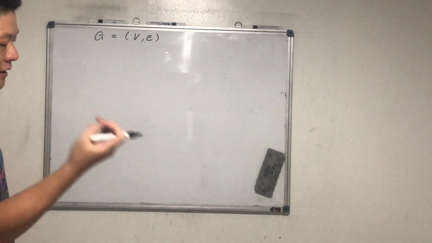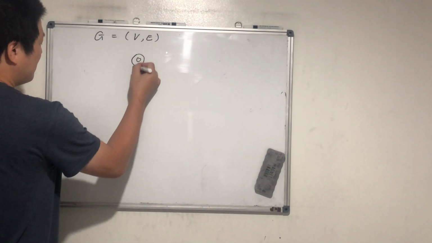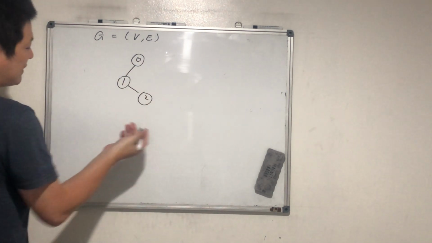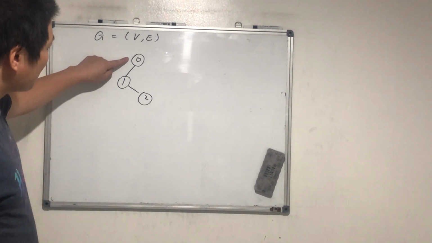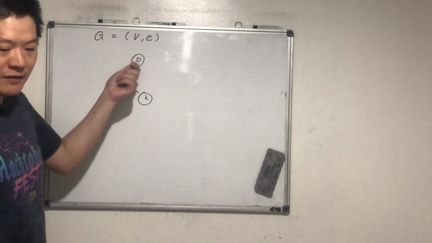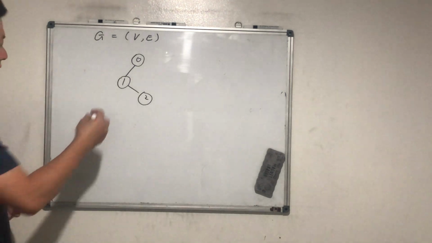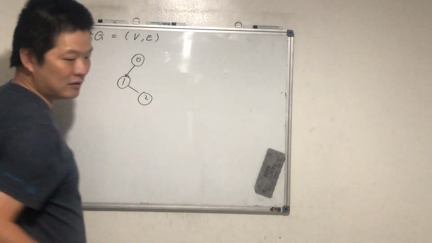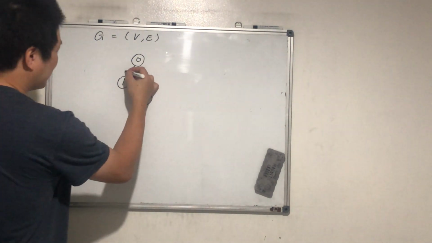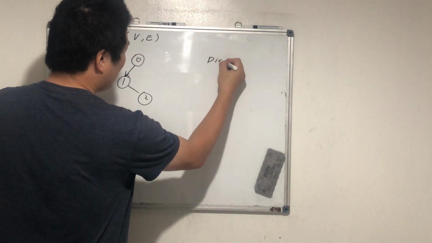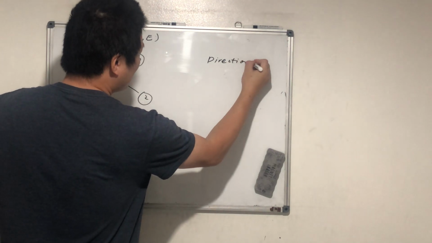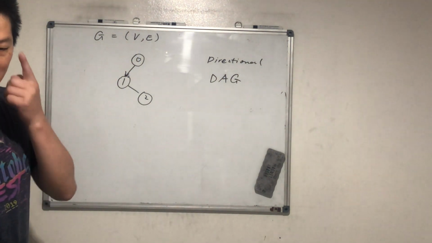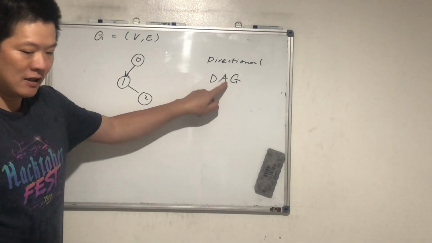So let's use the vertices 0, 1, and then 2. Here, look, this is a graph. 3 is also a graph. If the graph doesn't have arrows, what do we call it? If it has arrows, we call it a directional graph. Remember? You still remember DAG? What's DAG? Directional acyclic graph.